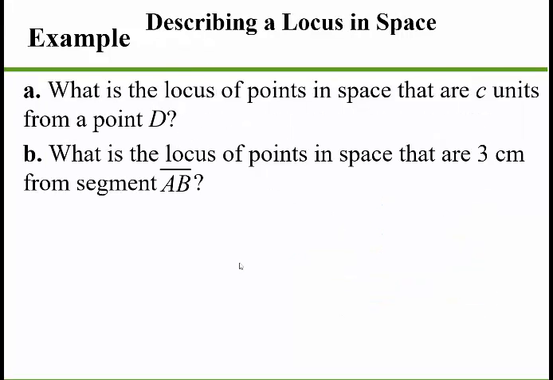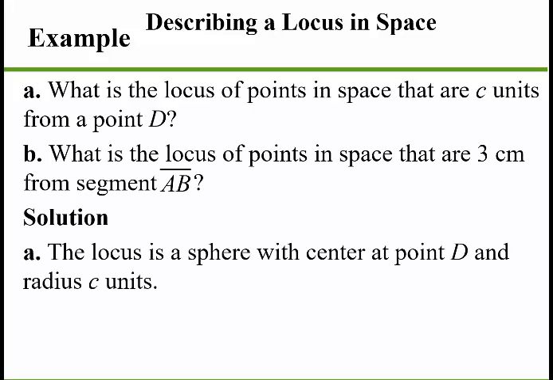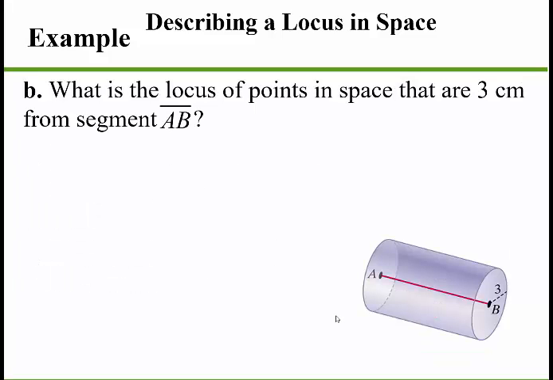All right, let's talk about space, like three-dimensional space. What is the locus of points in space that are C units from a point D? And what is the locus of points in space that are 3 centimeters from segment AB? The locus for part A is a sphere with center at point D and radius C units. Remember, because it can go in and out and up and down, it's a sphere.